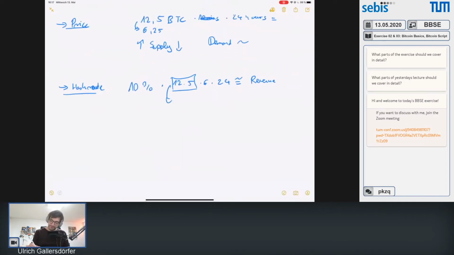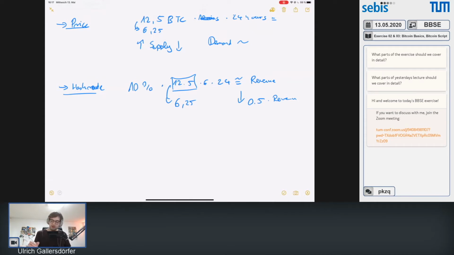Thank you. If you go down here to 6.25, then obviously your revenue is going to be only half. So the miners really lose a lot of revenue here, and that definitely leads to the case that your mining hardware is not profitable.